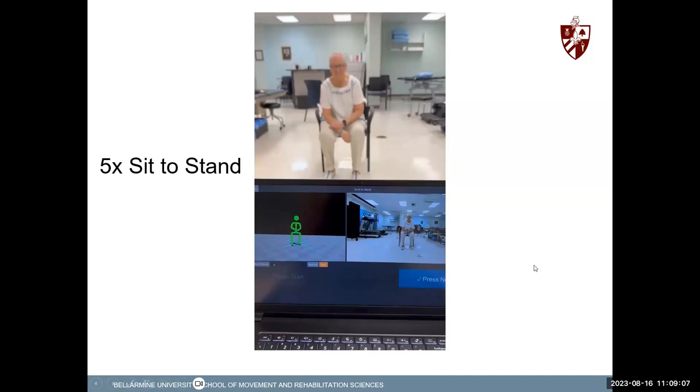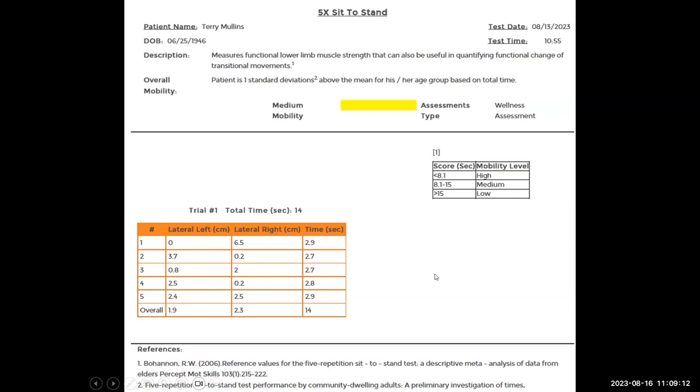All right, so that was the 5x sit to stand with a little bit of a tech glitch as well. So it records again in time how long it takes to perform it. She was a total of 14 seconds.